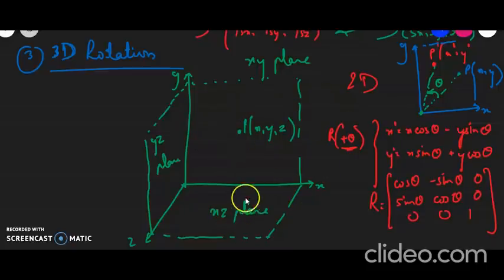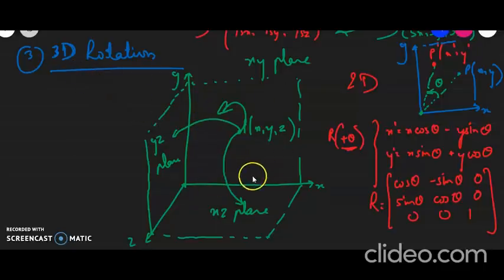So now my point, after rotation, could be in the XY plane, or else it could shift to the YZ plane, or else it could shift to the XZ plane. So I can do rotation like this. I can do rotation like this. Yes, so this is anti-clockwise rotation, or else I could move only inside this XY plane. Right, so this is how I perform rotation in three dimensions.